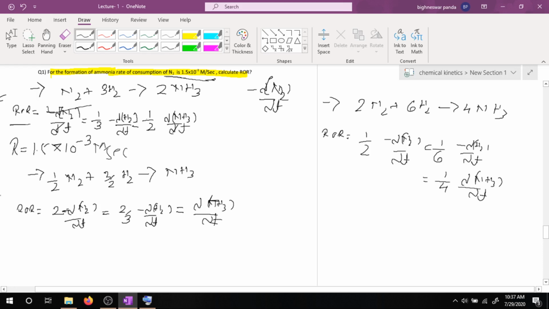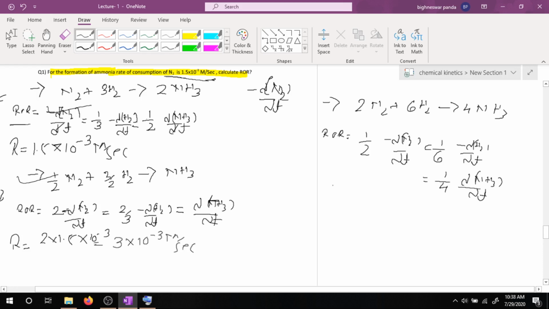And for this reaction, I can write here rate is equal to 2 times of minus dN2 by dt. So 2 into 1.5 into 10 to the power minus 3, and that will be equal to 3 into 10 to the power minus 3 molar per second.